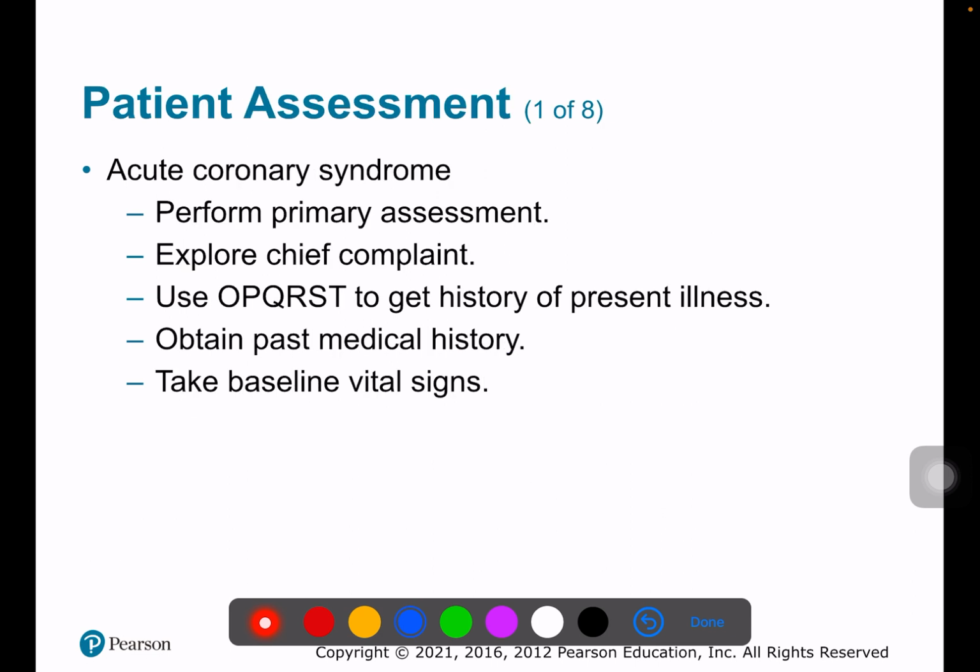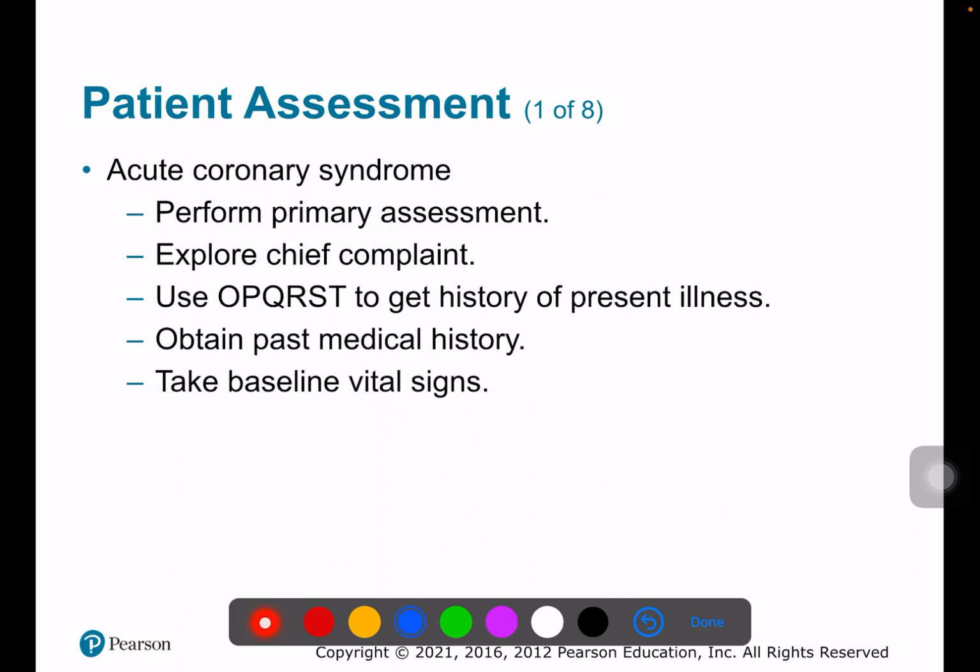Acute coronary syndrome, so perform a primary assessment. Everything you're going to normally do, you're going to do, right? Get your vital signs, get your history taken, get the information that you need, just like any other call. It's run the same way. Get a 12 lead. If there's time, explore chief complaint. Use OPQRST, right? Onset, provocation, quality, radiation, severity, time. All those things are going to be critical to get.